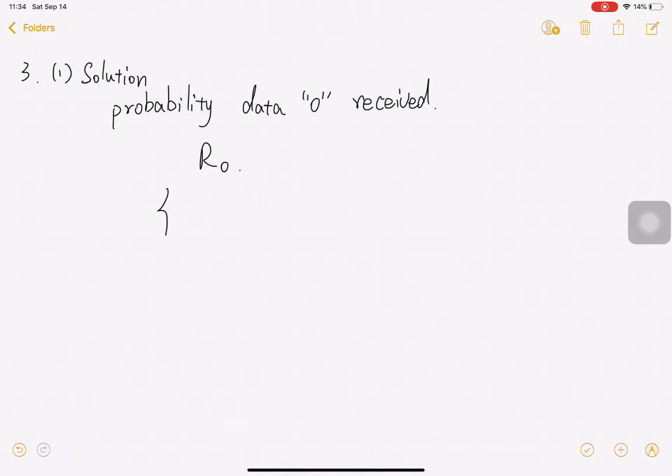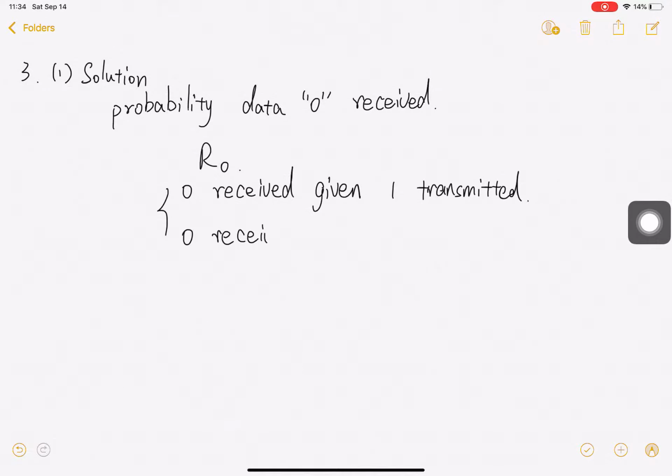The first one is data 0 received given 1 is transmitted. And the second situation is 0 received given 0 transmitted.